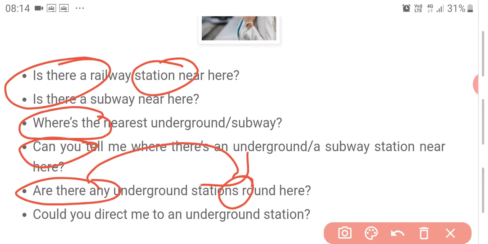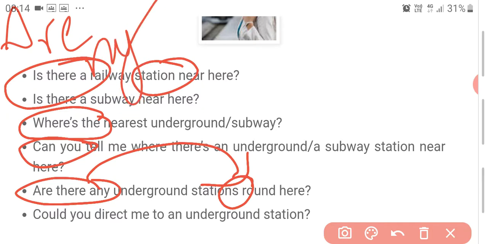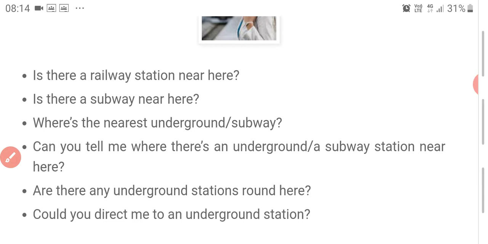Is there a railway station near here? Is there a subway near here? Or if you wanted to use are, you could say, are there any railway stations near here? So a would become any here. Any. Are there any railway stations near here? All right. Be mindful of your plurals here. Are there any underground stations around here?